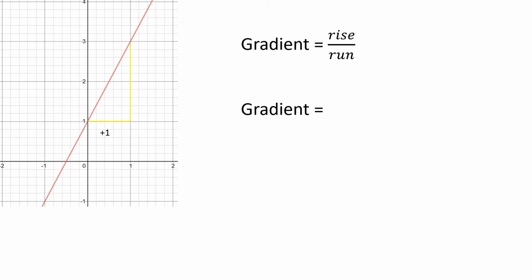Now if we have a look at our rise, we can see that it goes from here, where y equals 1, all the way up to y equals 3. So we've gone up 2 places. So our gradient equals, our run is 1 and our rise is 2. If you put that into your calculator, 2 over 1, you will see that the gradient will equal 2. So that is how we find the gradient of a line from a graph.